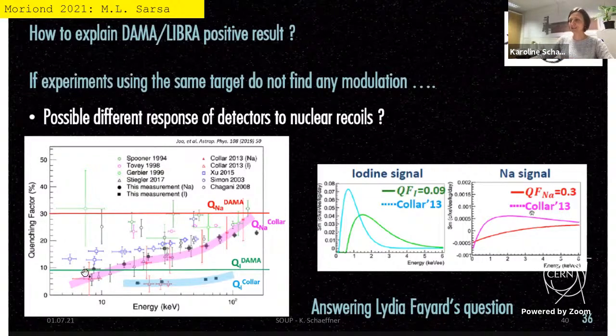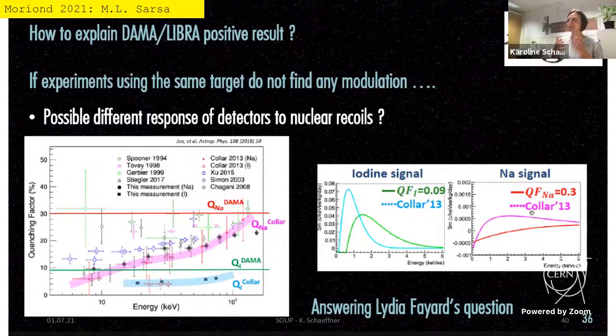And here you see results of different groups from the 90s to a couple of years ago, all for sodium. You see that the tendency is that they are rather lower than 0.3. Here you see 0.3, and most of these results, the one here of Cola also, are even below 0.1. So this is rather worrying, because a change in the quenching factor translates directly to the energy scale.